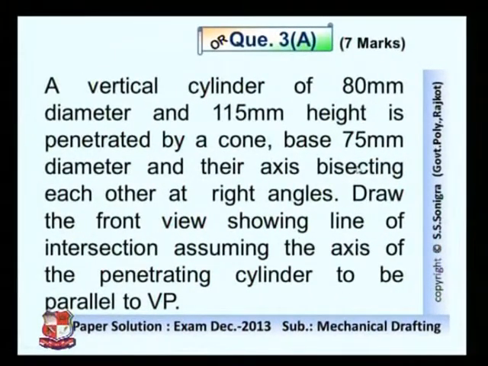Now next problem. A vertical cylinder of 80 millimeter diameter and 115 millimeter height is penetrated by a cone, base 75 millimeter diameter, and their axes bisecting each other at right angles. Here cylinder and cone intersection is asked. Cylinder diameter and cone diameter are given to us, that is 80 and 75 millimeter respectively. Draw the front view showing line of intersection, assuming the axis of the penetrating cylinder to be parallel to VP.